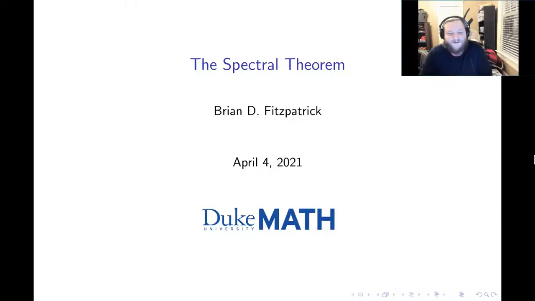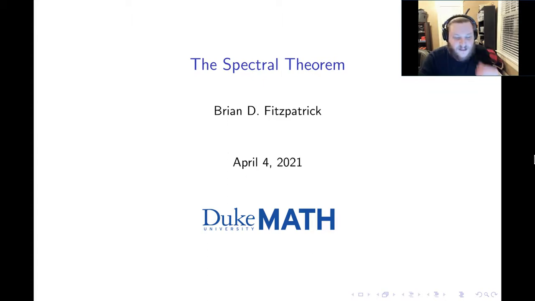The spectral theorem. So the spectral theorem is a theorem that describes Hermitian matrices. Now I want everyone to remember, Hermitian is the complex analog of real symmetric. So for a matrix to be Hermitian, its conjugate transpose must equal itself. It's also important to remember, though, that if the matrix is real, Hermitian is the same thing as being real symmetric. So everything we're about to say about Hermitian matrices also applies to real symmetric matrices.